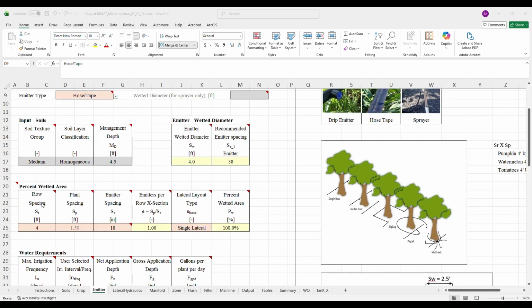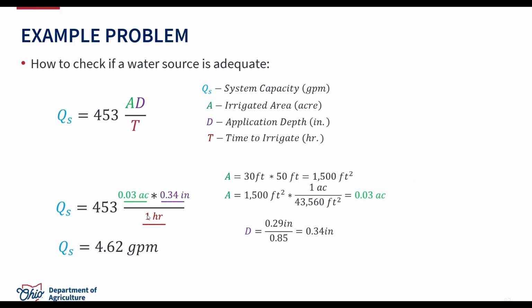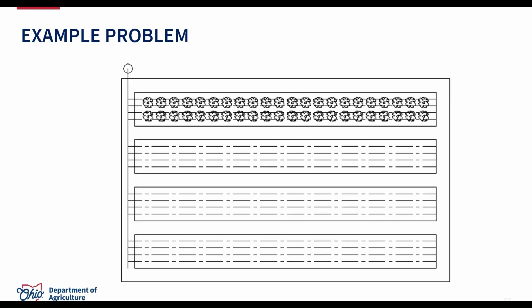So then down here, you're going to be determining what your percent wetted area is based on the layout of your high tunnel. So I have sketched out a basic setup for our design example problem here, and you can see that we have those 4 drip tapes or laterals in each bed, and we have 4 beds.